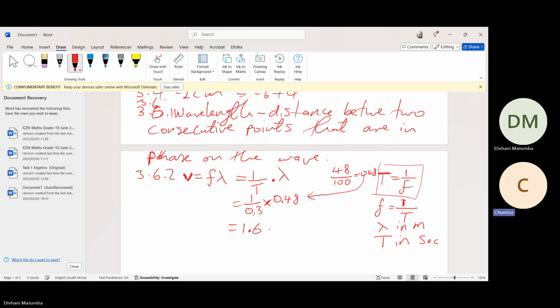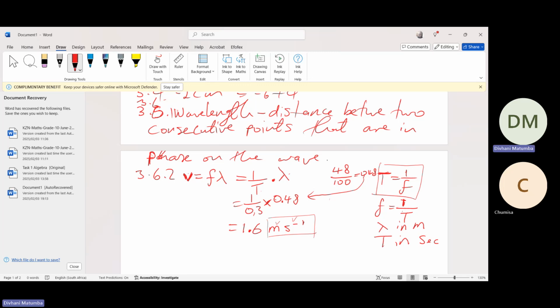Is it meters per second, sir? Correct. And again, you see that the unit of speed is actually meters per second. It also gives you a hint of what your units will be for your wavelength and also your period.